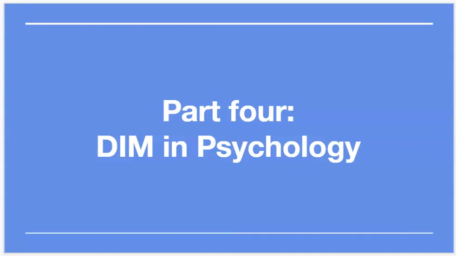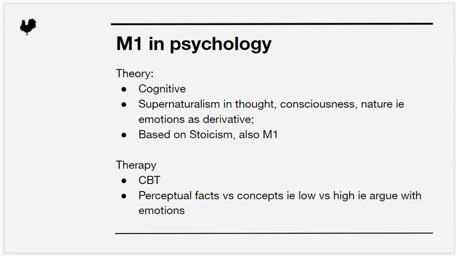So DIM in psychology. Let's look at the M1 approach in psychology. In theory, this is the cognitive view. This is supernaturalism in thought. Consciousness is the supreme power, and nature, that is, the emotions, are derivative. Now, cognitive psychology is based on, or cognitive, originally rational psychology, based on Stoicism.